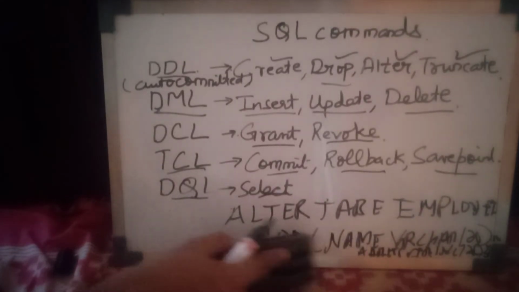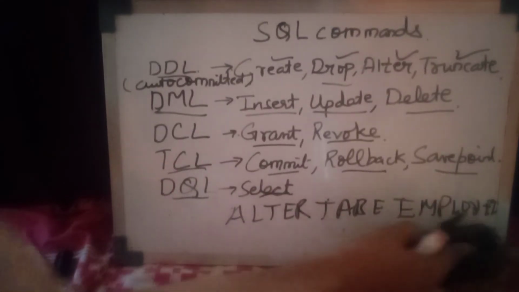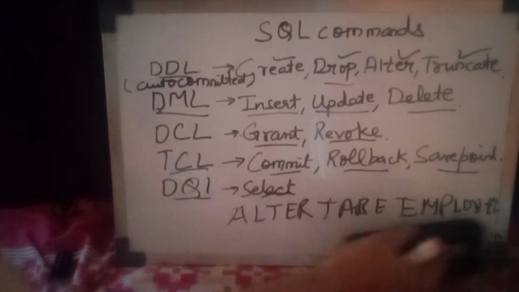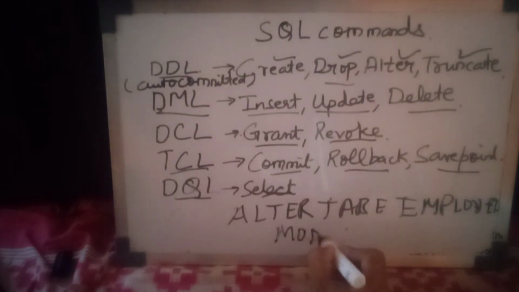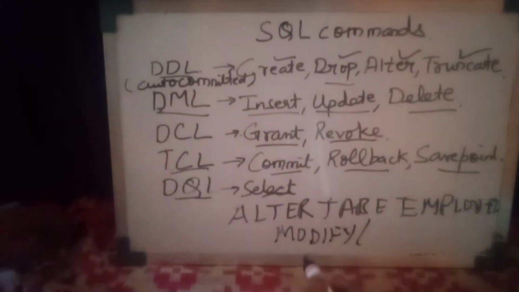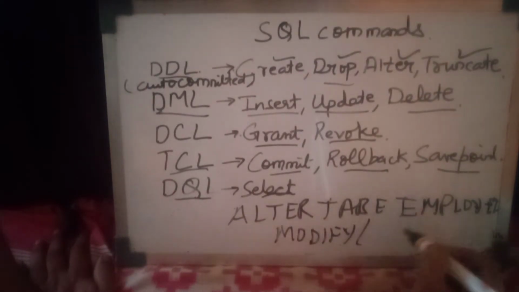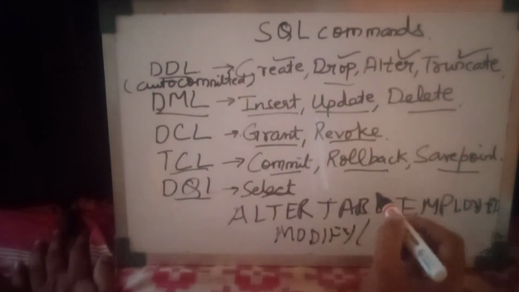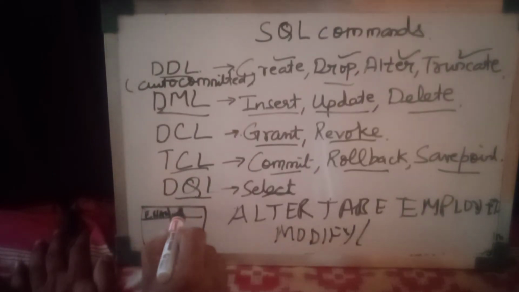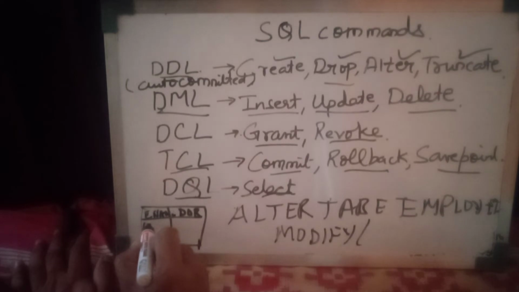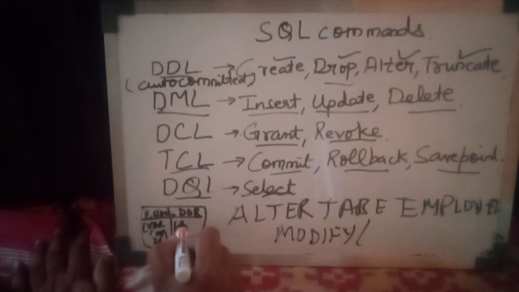You can also use the modify command with the alter table statement, that is: alter table name modify. Now suppose there is an existing table employee, which has two columns, employee name and date of birth, where employee name is varchar 20 and date of birth is string 200.